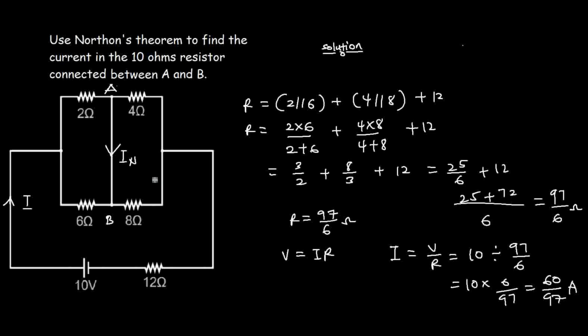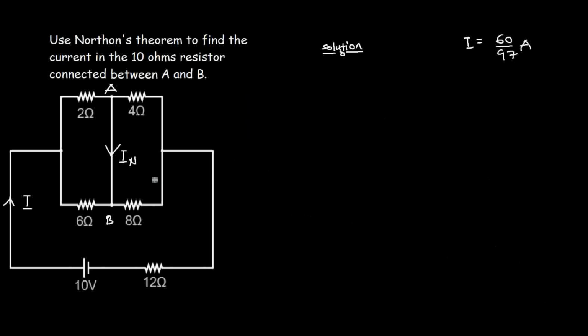So let's write this down. I is equal to 60 on 97 amperes. Okay, so now let's continue. Now that we know I, I'm going to use this I to calculate the current flowing through this branch here, which is the short circuit current, known as Norton's current. To do this, there are two ways, and I'm going to teach you both methods that you can use to calculate this current IN.